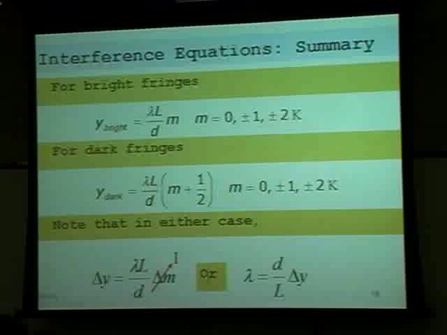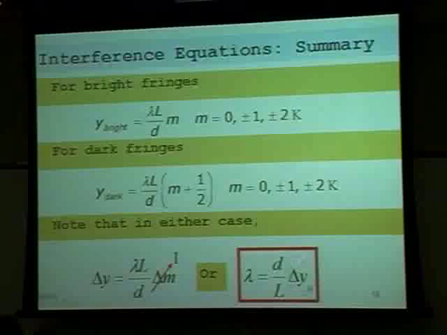The wavelength would be equal to the distance between the slits over the length of the screen times the distance between fringes on the pattern. Whether you're between two bright fringes or two dark fringes, you can measure that distance. And if you know what d was, and if you know what L is, you can measure the wavelength of light. So that's a very nice application.